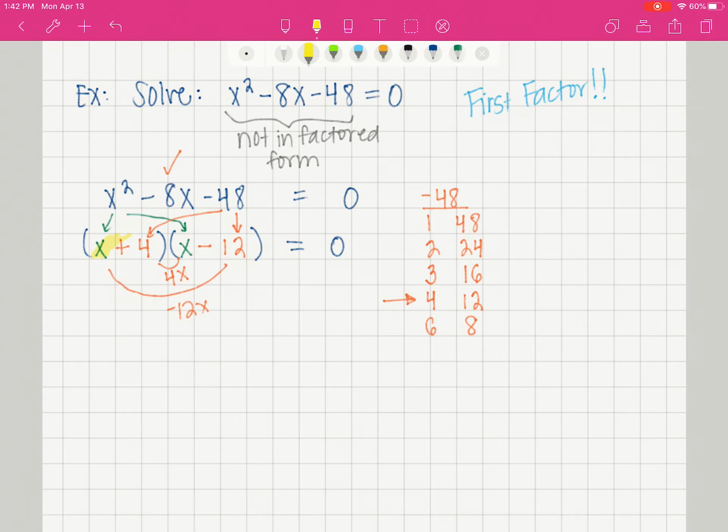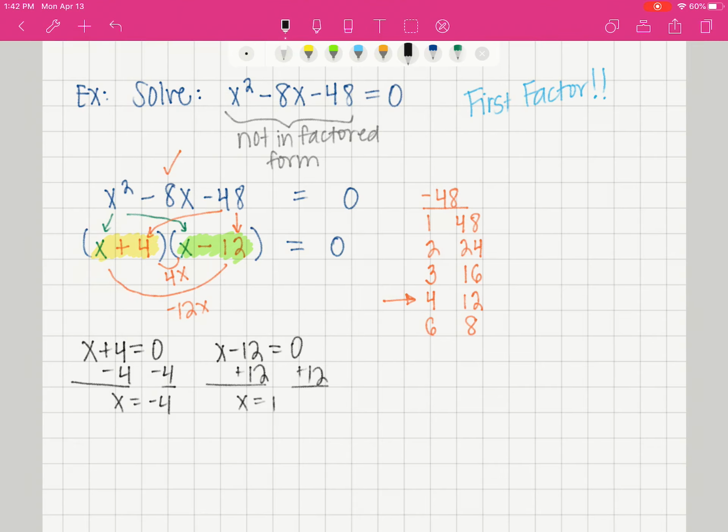Now that I know that I've factored this properly, I'm going to highlight each variable factor, just like I did in the last problem. I'm going to set those equal to 0, so x plus 4 equals 0, x minus 12 equals 0. I subtract 4 from both sides. I get x equals negative 4. I add 12 to both sides. I get x equals 12. So my answer is x equals negative 4 and 12.